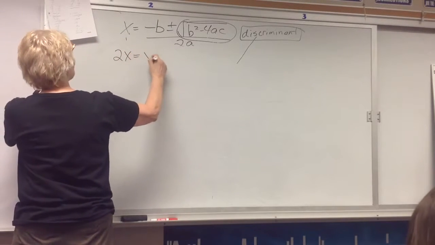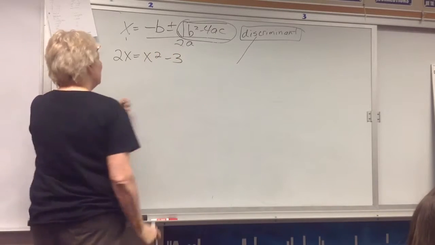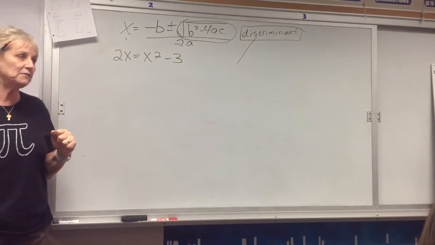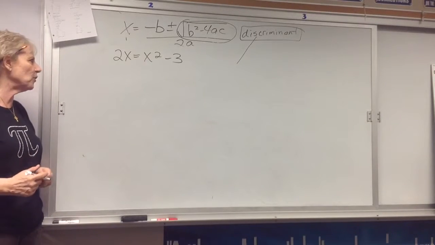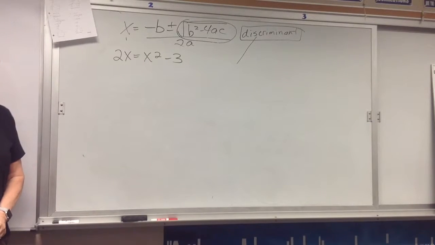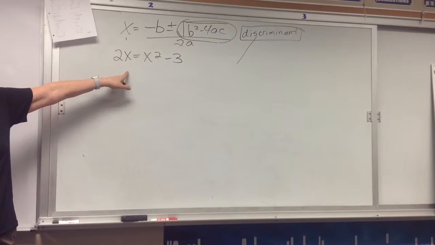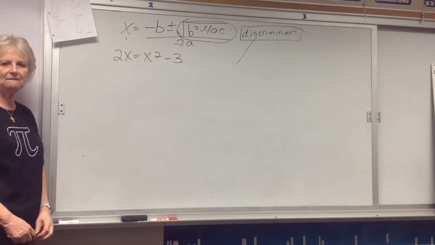2x equals x squared minus 3. First, you're going to have to put it in standard form. Then replace the numbers in the quadratic formula. See if you can get the 2 answers. Now, how are you going to get this in standard form? You've got to subtract 2x. Okay?